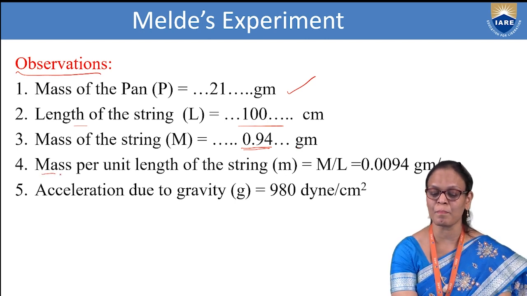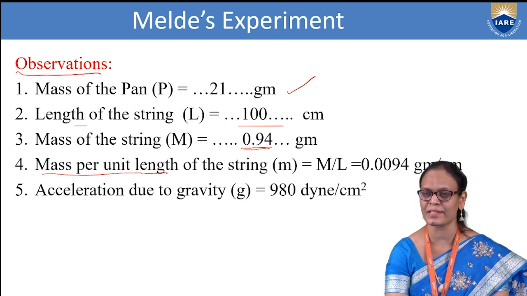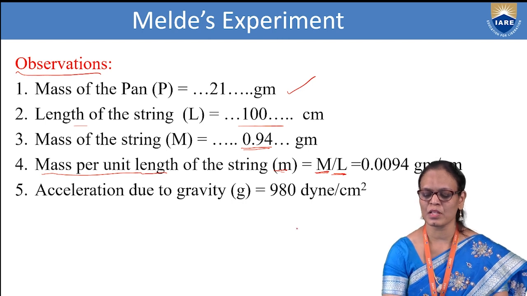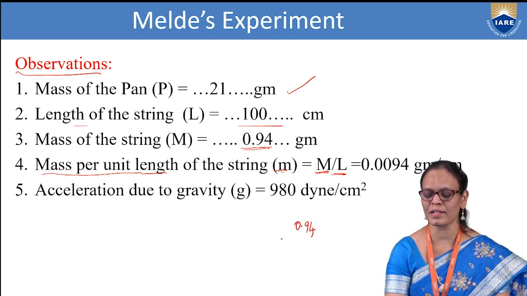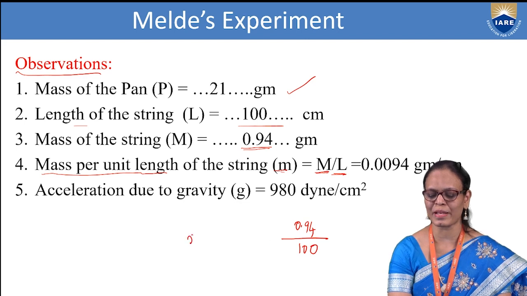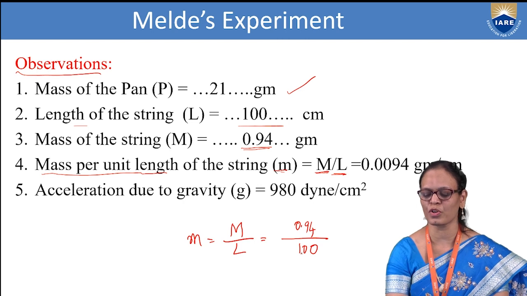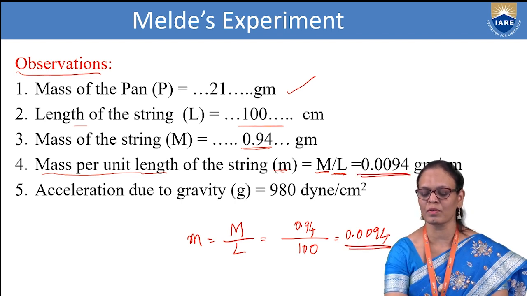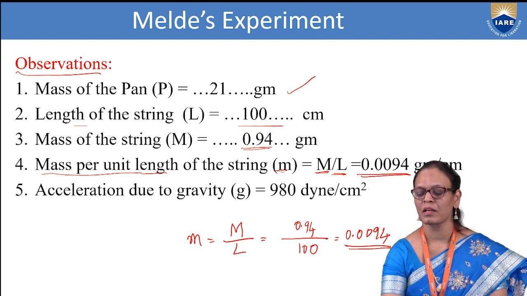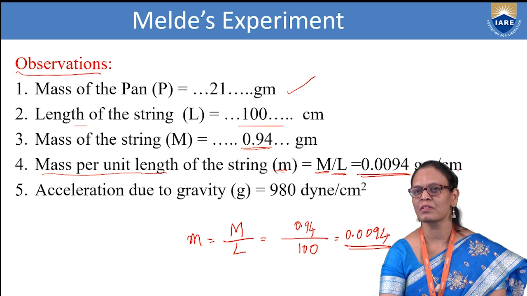Now we can calculate the mass per unit length or linear density. Mass per unit length is given by total mass upon total length. So what is the mass of the string we got? 0.94. And what is the total length? So small m is equal to mass of the string upon total length of the string. So 0.94 upon 100. So it is 0.0094. This we call the linear density, which is constant throughout because we are not changing the string. So the linear density remains constant. It is 0.0094 grams per centimeter.